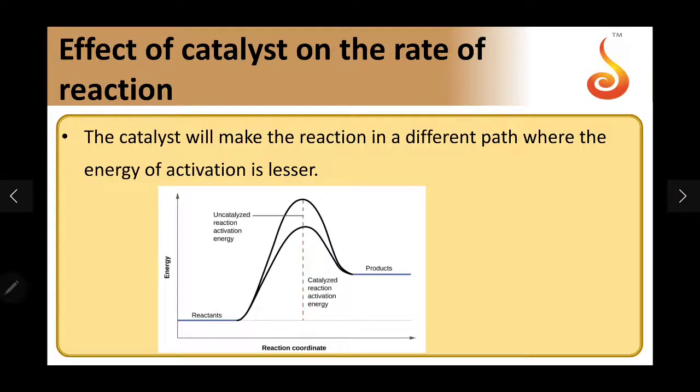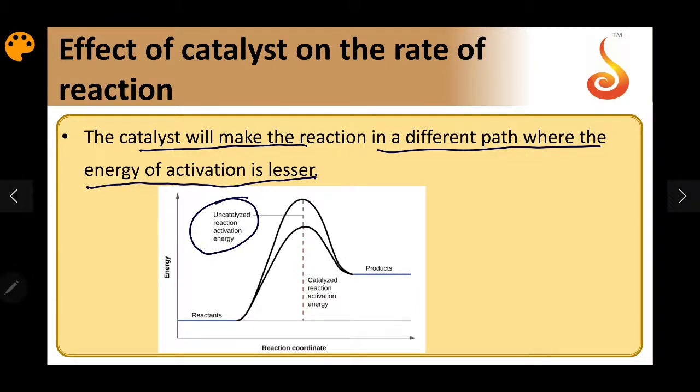Effect of catalyst on the rate of reaction. The catalyst will make a reaction follow a different path where the activation energy is lesser. In the graph, you can see the higher one is for the uncatalyzed reaction, and the lower one is for the catalyzed reaction. So the lower one, the catalyzed reaction, this is the energy of activation. For uncatalyzed, this is the energy of activation. So EA for uncatalyzed is always higher compared to EA for catalyzed. This is the energy of the reactant, this is the energy of the product. It is given for endothermic in this particular case.